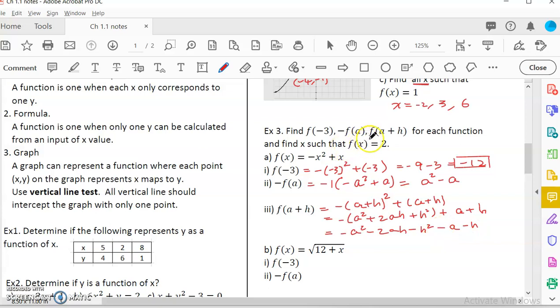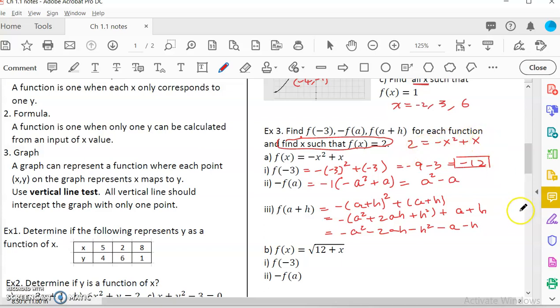The last thing we want to do is solve for x. I didn't put a space here, so maybe I'll do it here. Find x such that f of x is equal to 2. That means I know y and I want to find x. So I want to do y equal to 2, right? f of x is equal to 2. So 2 is equal to negative x squared plus x. I want to solve this. So this is a quadratic.